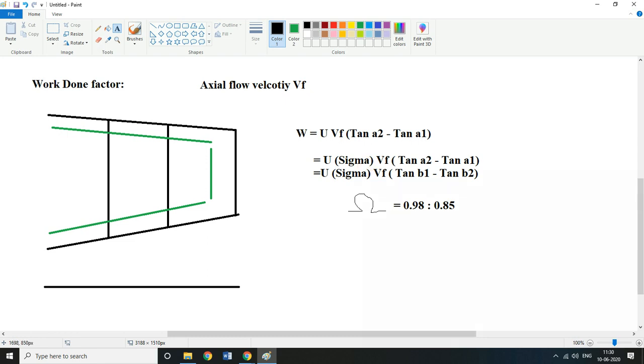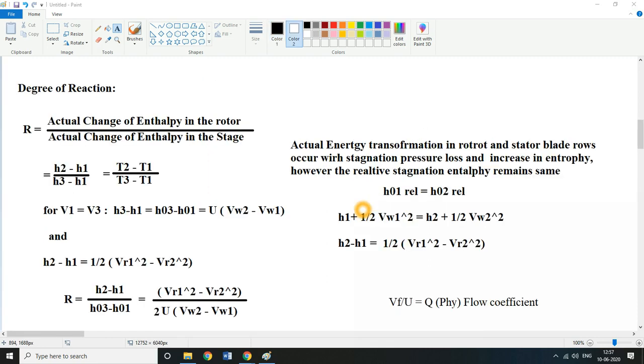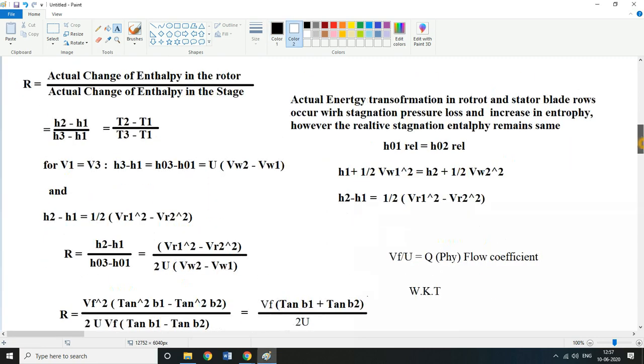So sigma accounts for the work done, which is why you call it the work done factor. While solving problems, if a problem specifically mentions to take the work done factor to be so and so, then you make use of it wherever necessary. Wherever you find your axial velocity Vf, you also substitute sigma along with it and go about it. Okay, let us talk about degree of reaction.